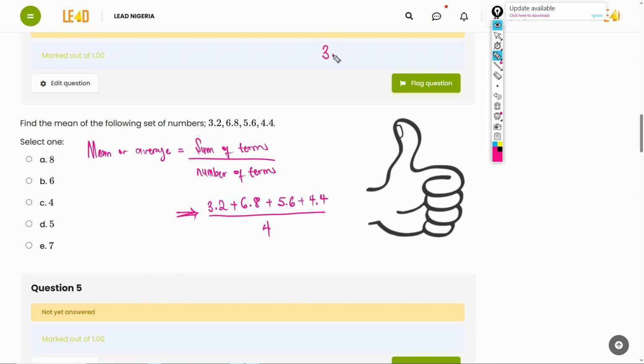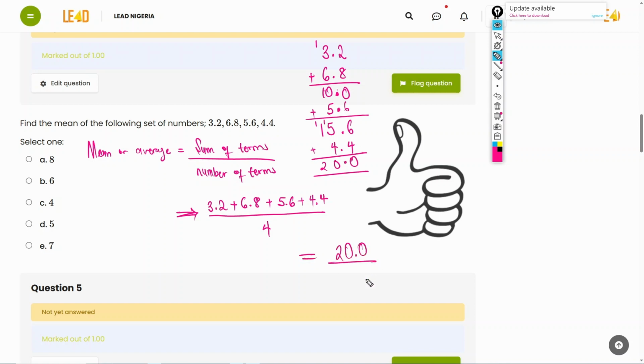I would have 3.2 plus 6.8. This will give me 10, carry 1, 10.0. Then I would add 5.6. Remember, when you add decimals, you make sure you align the decimal points. All your place values must be in alignment. So plus 5.6, I'll have 15.6. And then finally plus 4.4 gives 20.0. So I have 20.0 or 20 over 4, which is exactly 5. So the answer is D, 5.